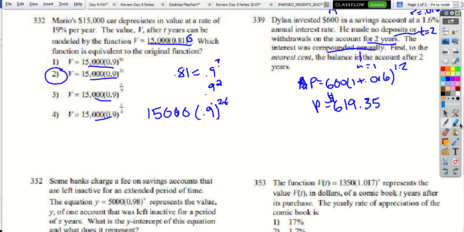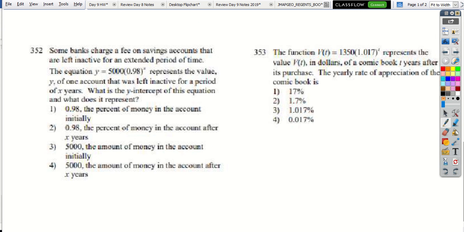352. Some banks charge fees. The equation 0.98t represents the value in the account left inactive for a period of X years. What is the y-intercept of this equation and what does it represent?